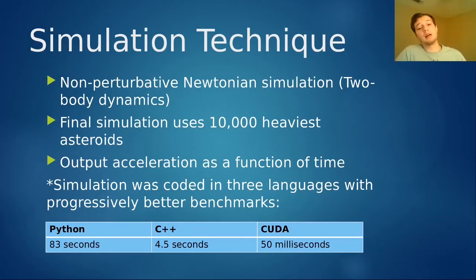Also, as a side note, through the course of this project, I ended up coding this simulation 3 times in 3 separate languages. The first time I did it in Python, and I made a benchmark for how fast it was going, and it took 83 seconds. When I moved over to C++, the same benchmark took 4.5 seconds. So that's a testament to how powerful a compiled language can be in comparison to an interpreted one. And I eventually moved over to CUDA, which is a GPU programming language, which allows you to code all of this in massive parallel. And that brought it down to 50 milliseconds. So if your project lends itself to parallel, it's a pretty powerful tool.